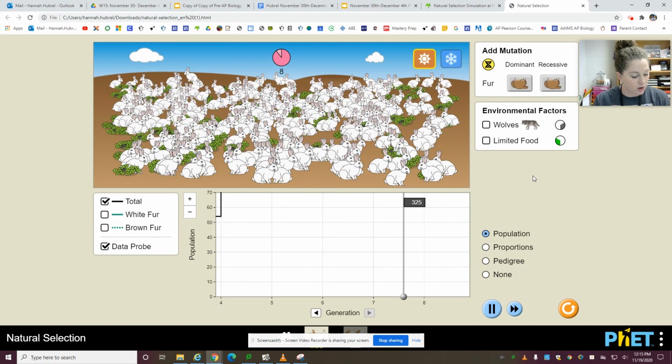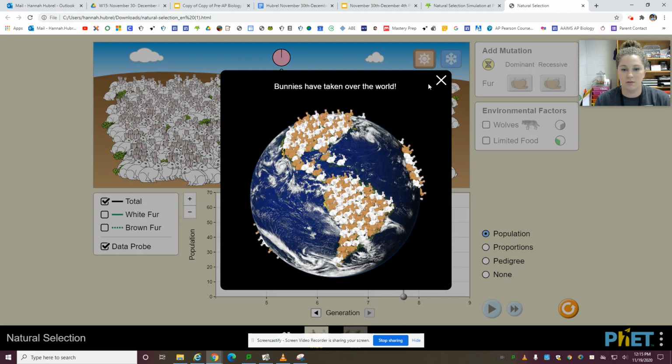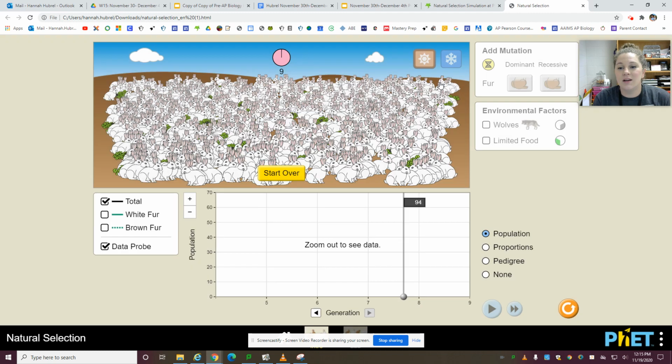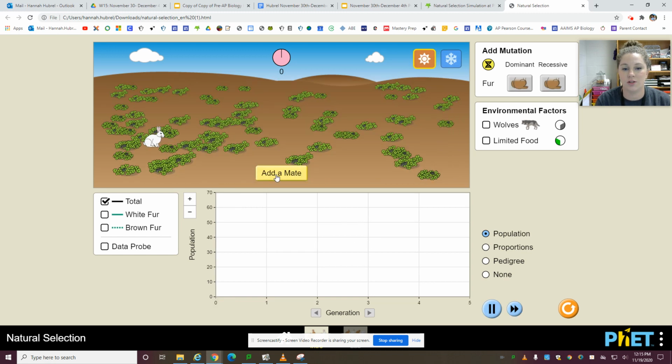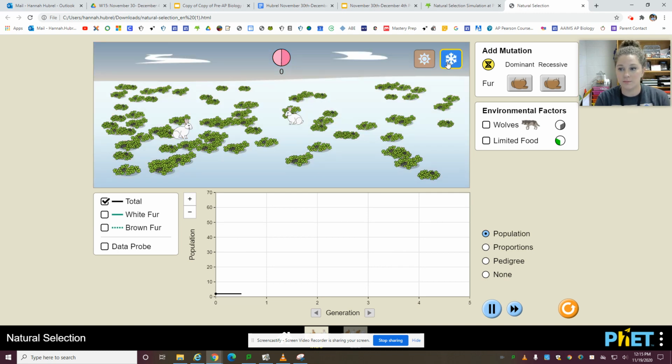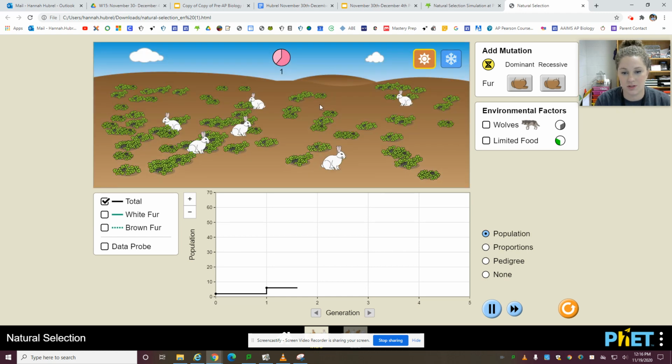And what's the difference between the Arctic and the equator environment? Bunnies have taken over the world. I'm just going to start over just so we can see the difference between the Arctic and the equator. So let's start over. But let's make it cold. Okay, so here's the Arctic. What's the difference? The difference is now the white ones blend in. Okay, so now let's go back to the sunny one.